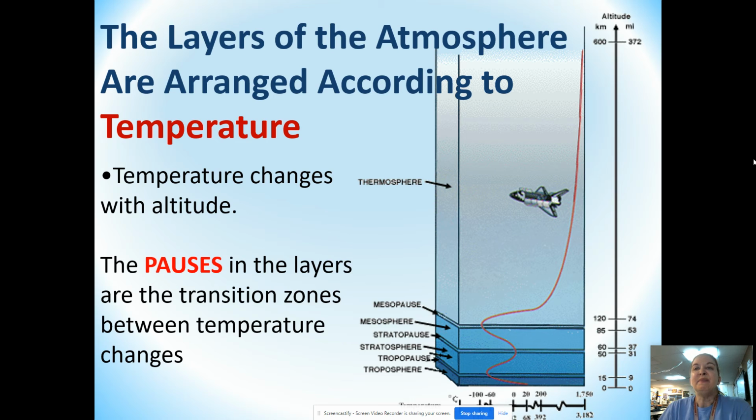And then you have pauses in the layers, and these are the transition zones between the temperature changes. So we have the troposphere, stratosphere, mesosphere, and thermosphere. After the troposphere, we have a tropopause. After the stratosphere, we have a stratopause. After the mesosphere, we have a mesopause, and then up top, a thermopause. These allow that transition zone to happen between the different temperatures.